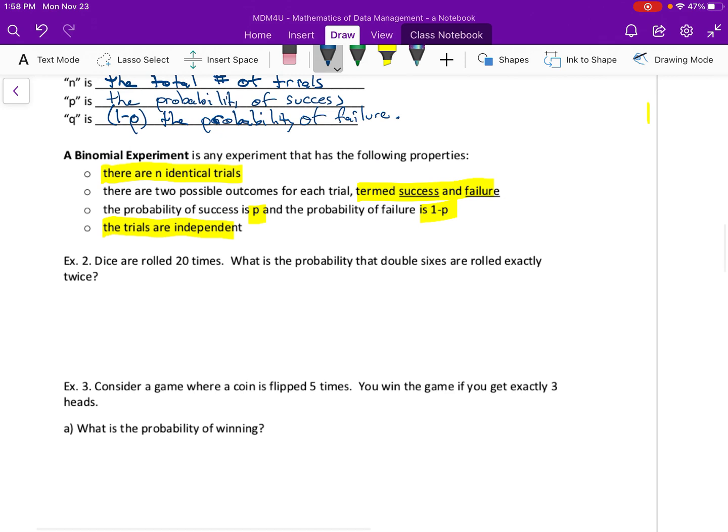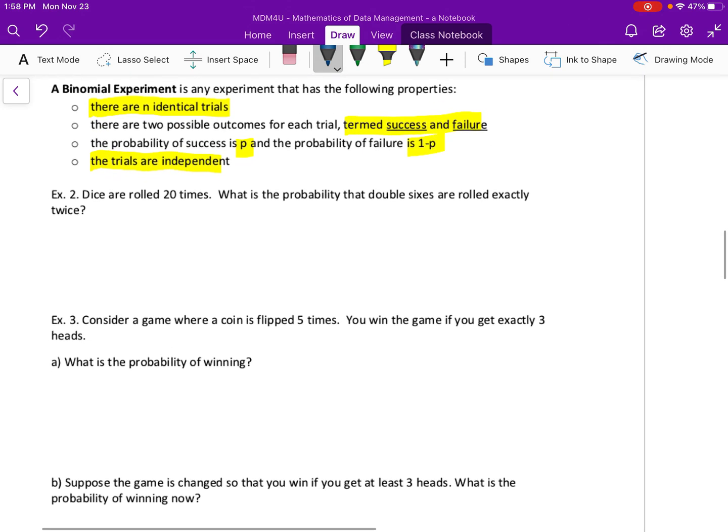So let's look at some examples where we can have this happen. It says dice are rolled 20 times. What's the probability that double sixes are rolled exactly twice? So we've got dice rolled 20 times. What's the probability of double sixes? The first thing to recognize is that double sixes is really just the sum of 12.